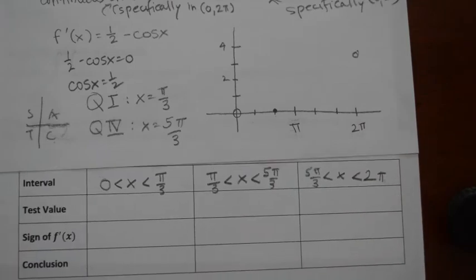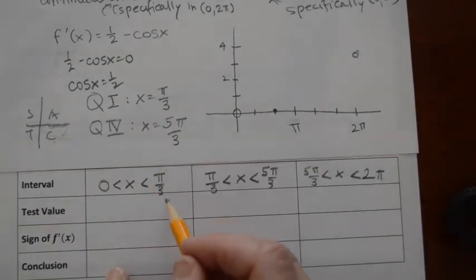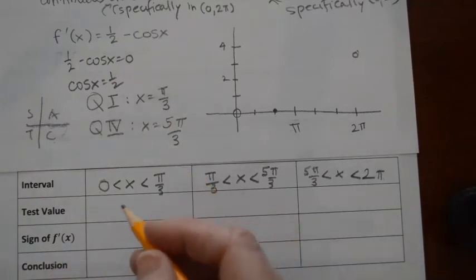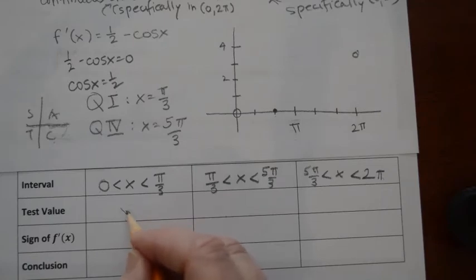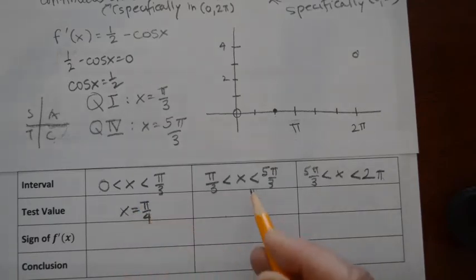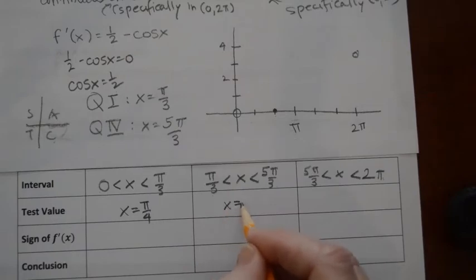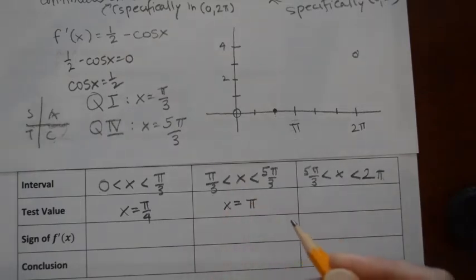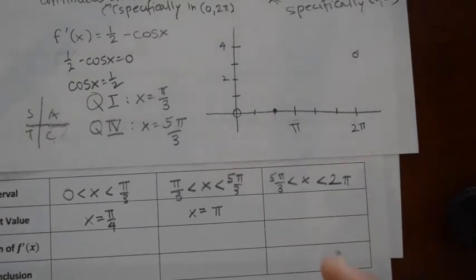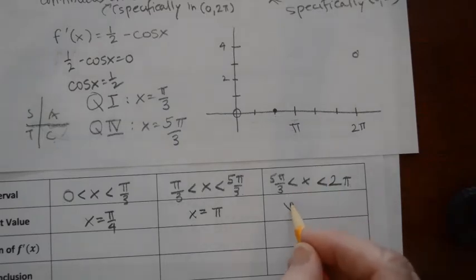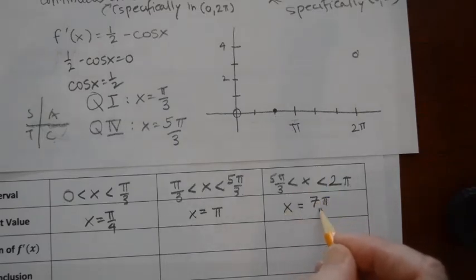All right, so we have to pick a test value between 0 and pi over 3. Again, this is a 60-degree angle, so you could try pi over 6, which is 30, or pi over 4, which is 45. I'm going to choose pi over 4. In the interval between pi over 3 and 5 pi over 3, there's a lot of nice whole pi values. In fact, I'm going to choose x equals pi. You could also choose 3 pi over 2. And then here, same thing. There's got to be a pi over 4 multiple in there, and in this particular case, it's 7 pi over 4.